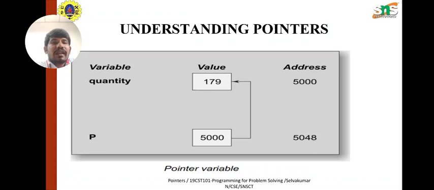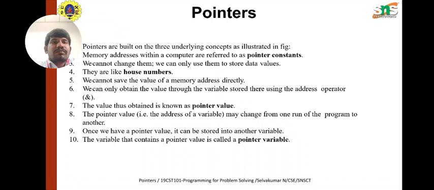Pointers are built on three underlying concepts: pointer constants, pointer values and pointer variables. Once we have a pointer value, it can be stored in another variable. A variable that contains a pointer value is called a pointer variable. We can obtain the value using the address operator, the ampersand. The value obtained is known as the pointer value. Next, pointer constants: we cannot change them, we can only use them to store values. They are like house numbers.